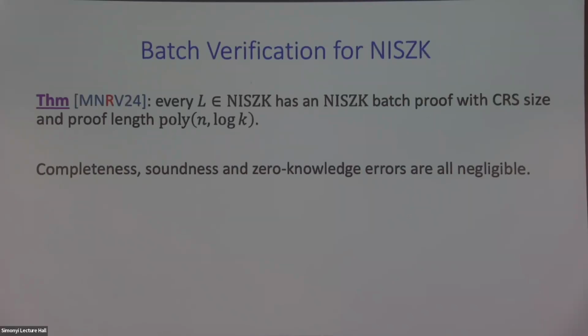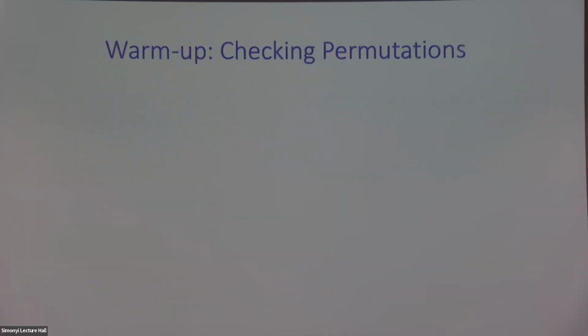I don't think I'll be able to show you the main parts of the proof here, only the main ideas. Okay? And actually, let's focus first on a warm-up: a particular NISZK problem which will be extremely easy to batch. It will serve as a good example. So the warm-up that I want to consider is checking permutations.